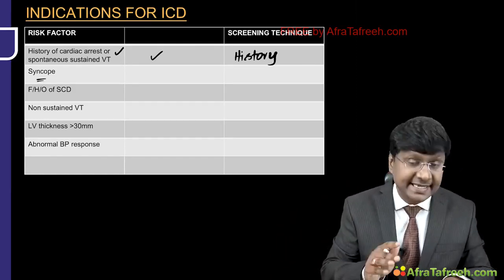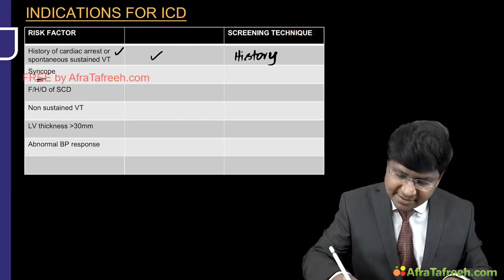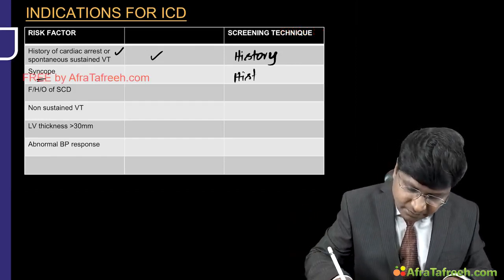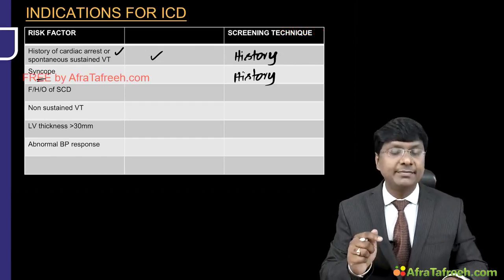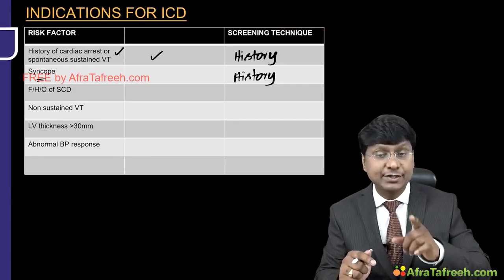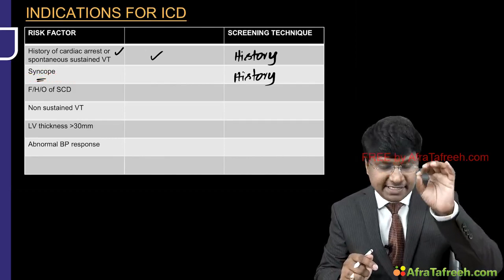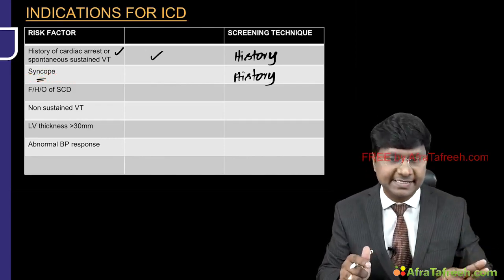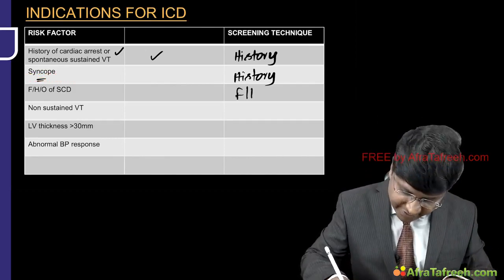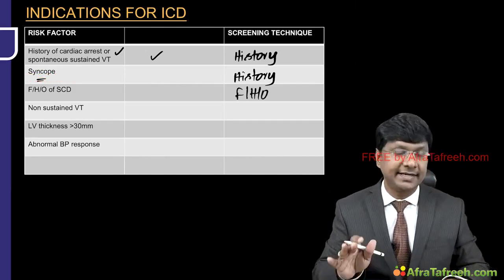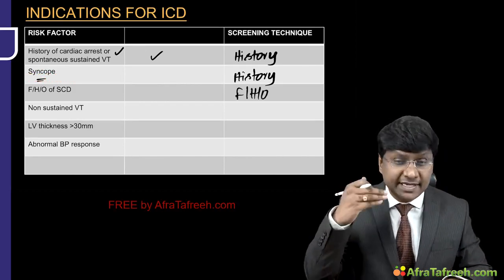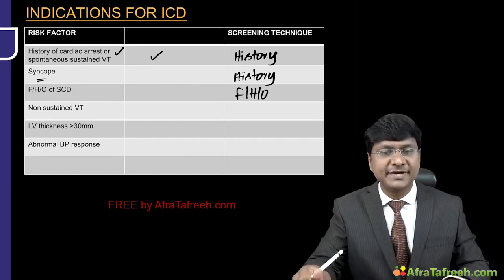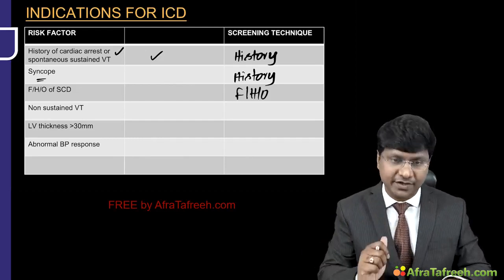And if there is a syncopal attack, again, this is also the same thing. With the help of the history, you will be able to make out. So if there is a syncopal attack on exertion, he is an ideal candidate for placing the ICD. And the next important one is the family history of sudden cardiac death. He is also a candidate for ICD because he is a high-risk individual for the development of sudden cardiac death secondary to VT or VF.